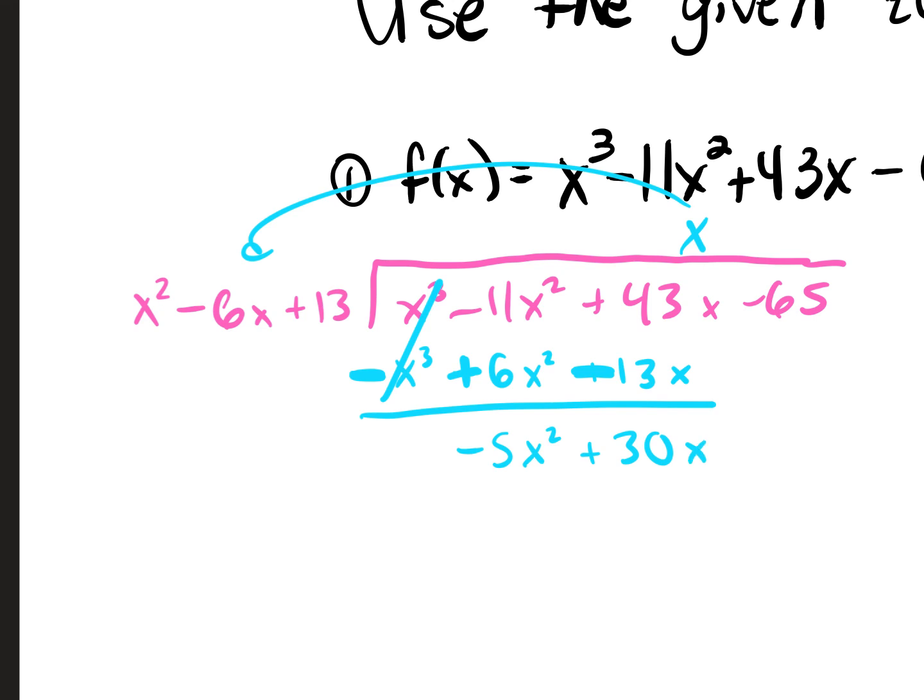And then we start from the top. Divide by x squared. So that gives us negative 5. Once you write it up top, multiply everything on the outside.